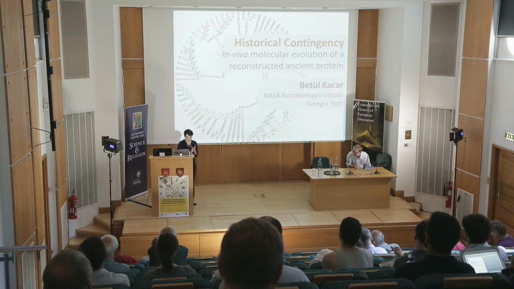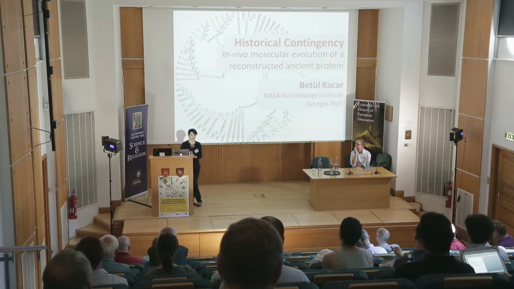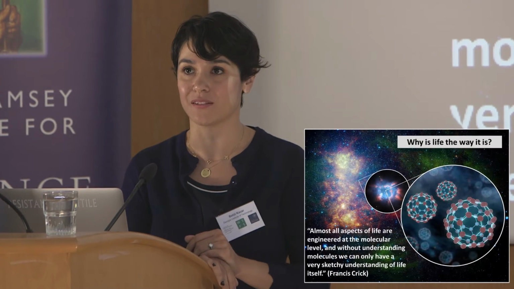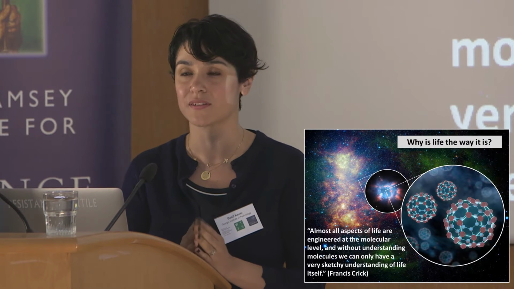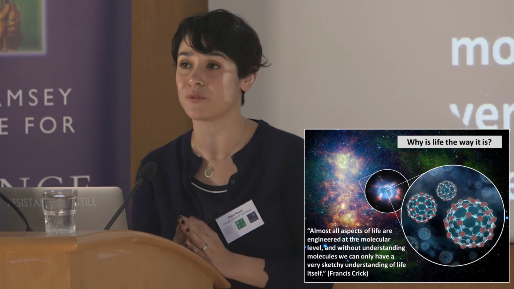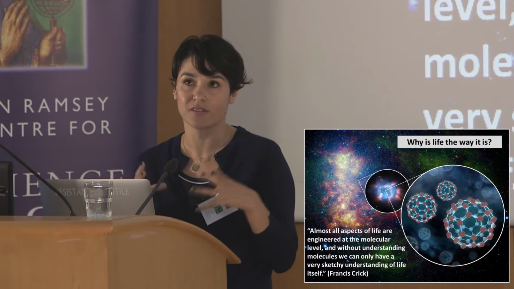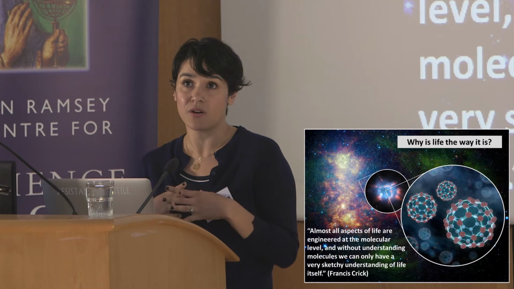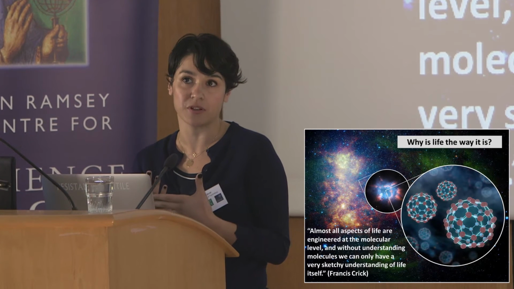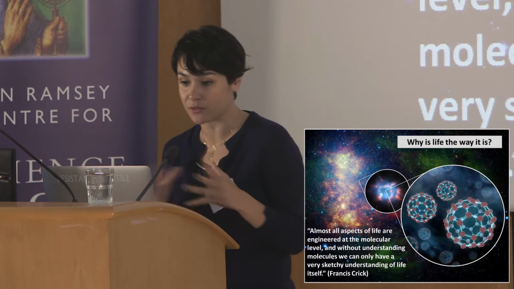So I will talk about an experimental system that I set up in the lab in order to study historical contingency. And first off, the question that I am interested in is, why is life the way it is? Why are the molecules that we see today, and particularly my interests are proteins, functioning the way they are? Were there other alternatives to their function? Are these functions the only way that we could observe them? Or if there were alternatives, what were they and why didn't those take place?